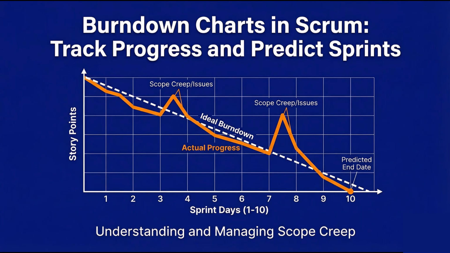Diagnostic questions. Who is adding work and why? Is this truly urgent or poor backlog planning? Are we protecting the team's sprint commitment? Action framework, daily stand-up: immediately flag new work additions. Ask, does this threaten our sprint goal?